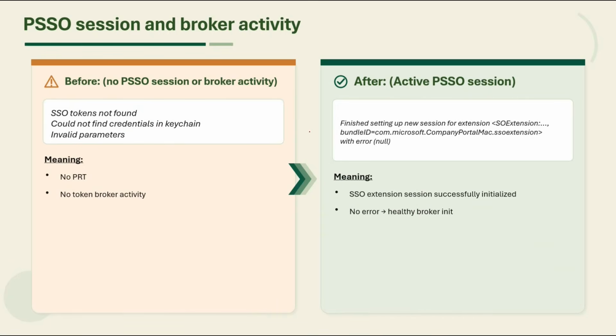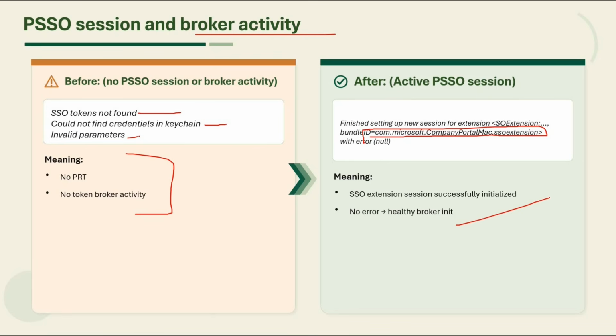And then lastly, if we take a look at the broker activity, initially we see there are no SSO tokens found, nothing is found in the keychain, and there were only invalid parameters. However, after the PSSO registration is done, we can see the bundle ID of the SSO extension which is going to be used. And we don't see any error over here. We don't see any invalid parameter, thereby showing that PSSO registration of the device was done successfully.